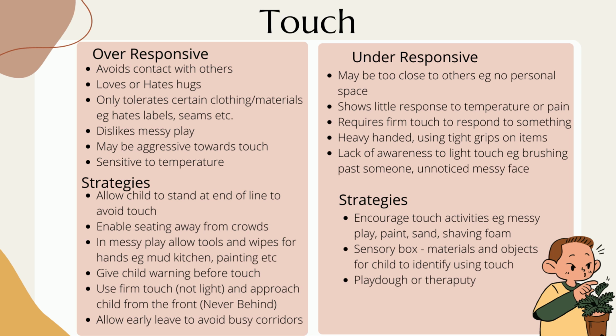In messy play, such as a mud kitchen, I would allow tools and avoid directly touching the mess, and have wipes on hand to clean their hands when necessary. It is also advised that you give your child a warning before touch, and when initiating physical contact, always use a firm touch and not a light one, as a firm touch shows that you have a reason for doing so. Light touches are unreasonable to the child because they don't know what you're doing. If you take their hand to walk them across the road, they know mommy or daddy is helping them do this. Whereas if you put your hand lightly on the small of their back, they may not know what that is and may react aggressively towards it.